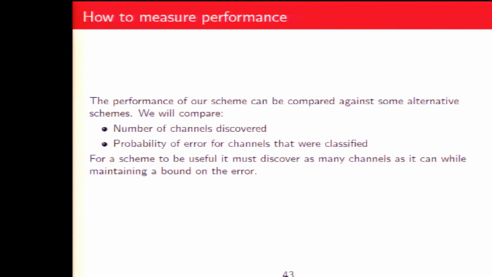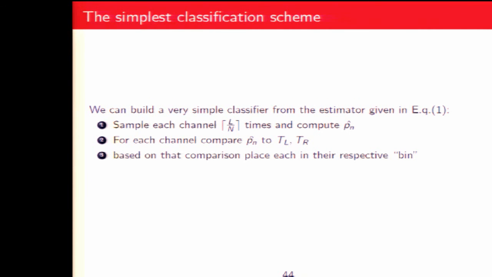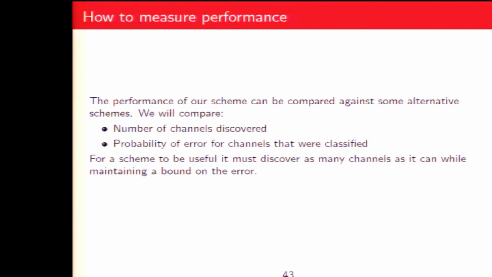So in our case, the thing we want to maximize is the number of channels discovered. And the thing we're going to use as our constraint is a bound on the probability of error. And so, but somehow discovering sooner is better than later. Discovering, well, is that what you just told us? Sooner or more. Those are two different goals.